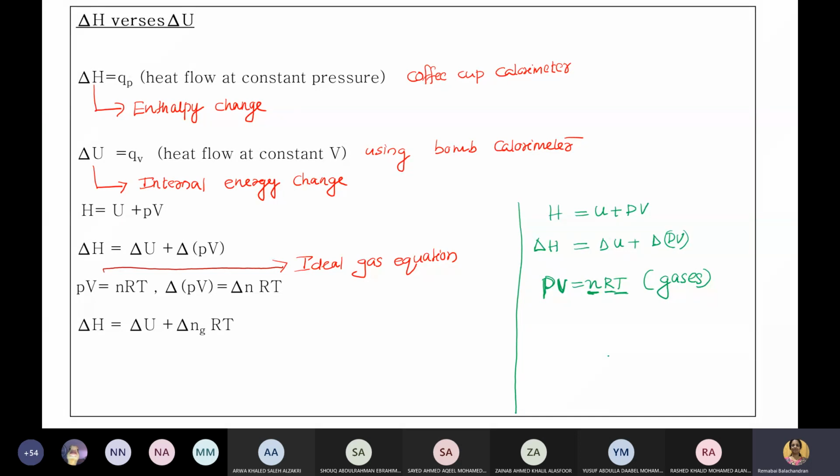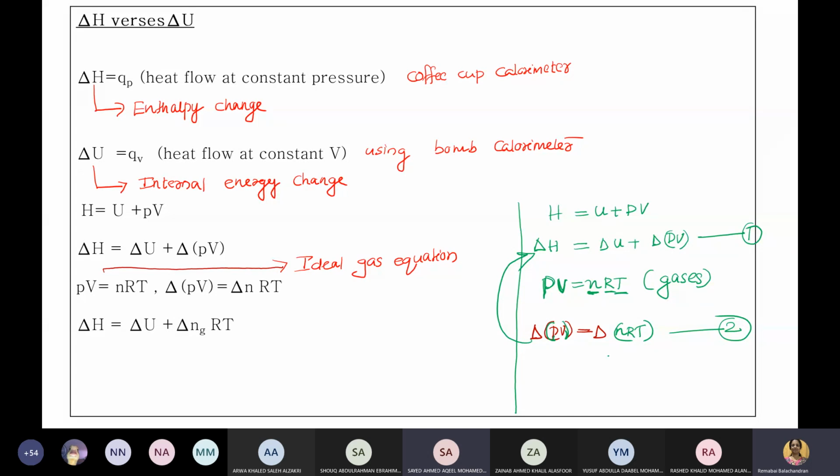So now you can find from this delta PV. See, delta PV is equal to delta nRT. So I found delta PV here. Okay, this is equation number 1. This is equation number 2. Now substitute the value of delta PV in this formula. Substitute 2 in 1. So what do you get?